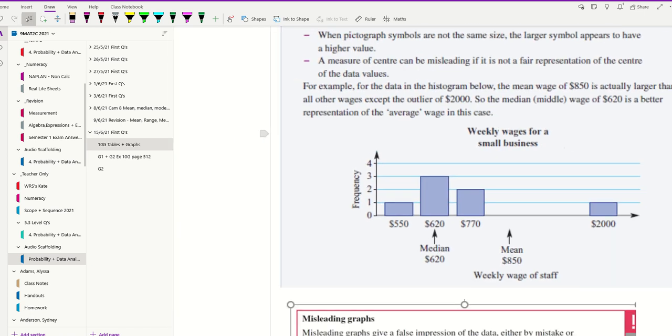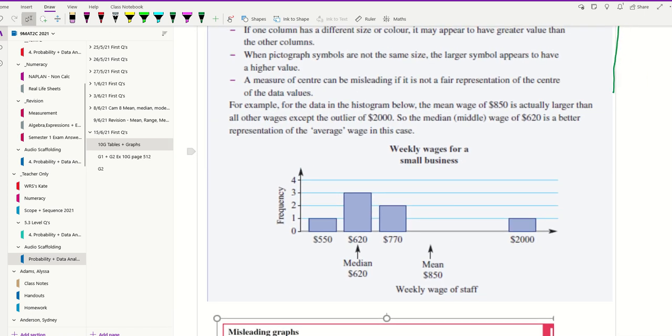Now the last example that I had, we'll come back up here. What it's saying here is that the mean wage of $8.50 on the histogram is actually bigger than all wages except for this one. So the median wage of $6.20 is a better representation of the average wage in this case, except that because we've got 4 data, the median is actually in here. So the median is the average of those two, which would be $6.95. So the median wage of $6.95 is a better representation.